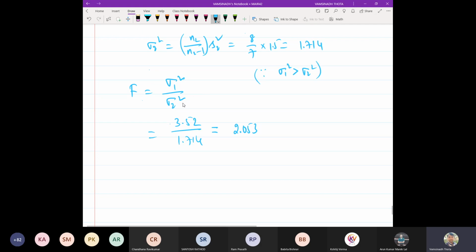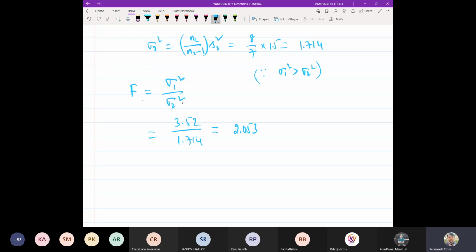So you should always maintain that one. Suppose if you take the reverse order, then it will not work. Why? Because the statistical tables will give values only with this condition. Okay. Now that is fine. Sigma 1 square upon sigma 2 square.